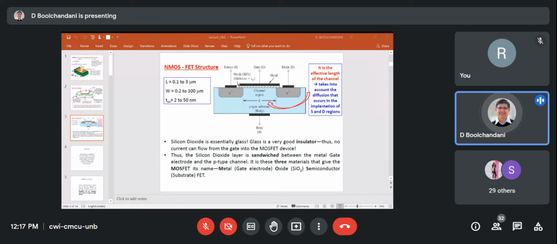So initially this used to be metal. This was a metal initially. So that is why you have the name. These three materials that give the MOSFET its name are metal, that is the gate electrode, oxide, the insulating layer, and semiconductor, that is the substrate.